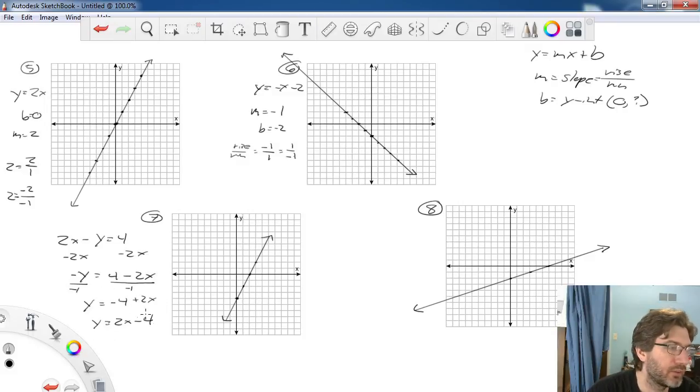And then once you get that, you'll note that your y-intercept is negative 4, so we're down 4, and your slope is 2. 2 over 1, up 2 over 1, up 2 over 1, and so on.